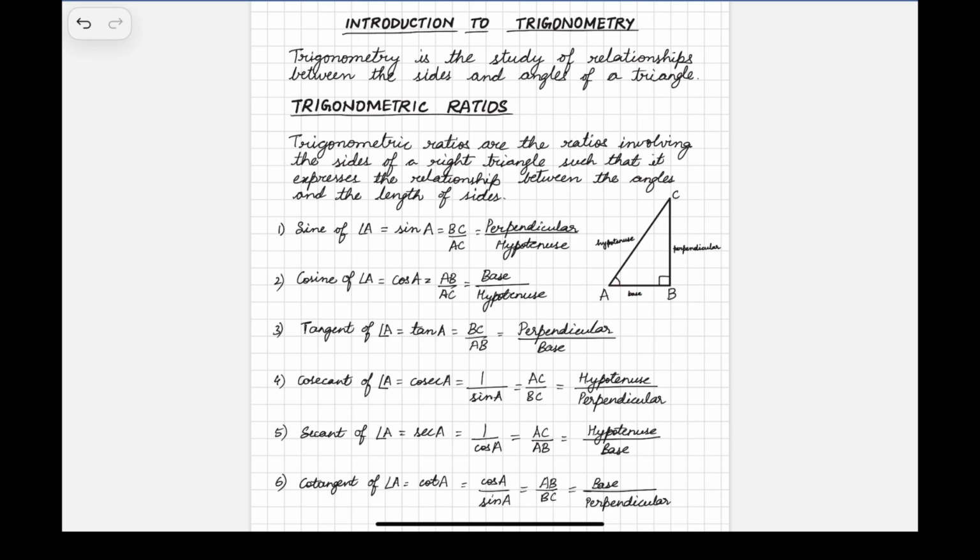Cosecant of angle A is cosec A, which is equal to 1 by sin A, which is AC by BC, hypotenuse by perpendicular. Secant of angle A is equal to sec A, which is 1 by cos A or AC by AB, that is hypotenuse by base. Cotangent of angle A is equal to cot A, which is equal to cos A by sin A or AB by BC, that is base by perpendicular.